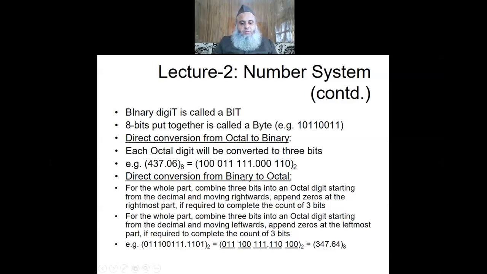What about the reverse? Binary to octal. In binary to octal, for the whole part, combine 3 bits into an octal digit, starting from the decimal and moving leftwards. Append zeros at the leftmost part if required to complete the count of 3 bits.